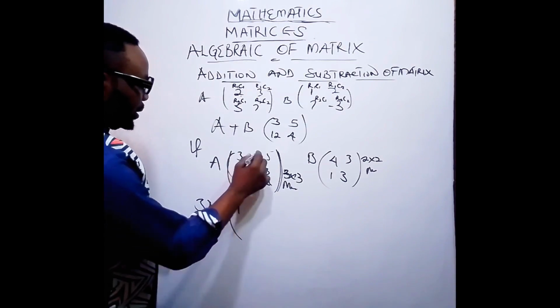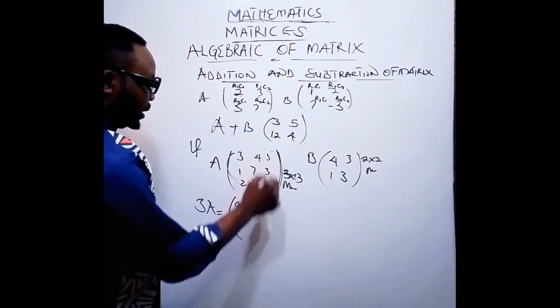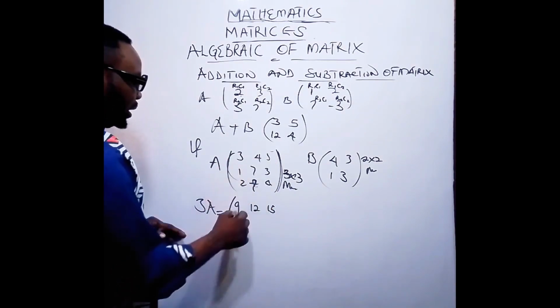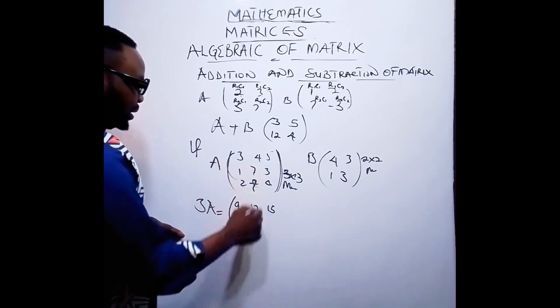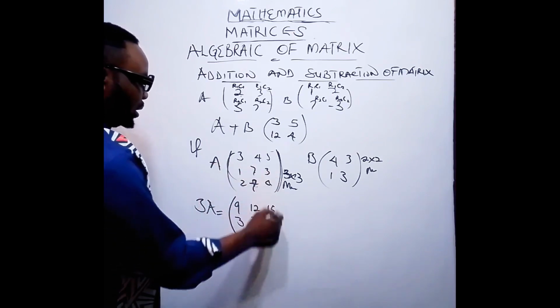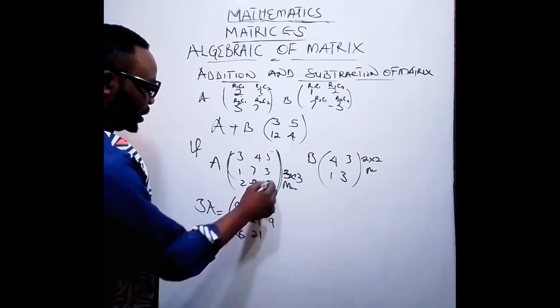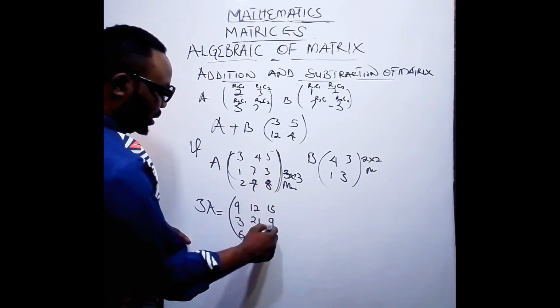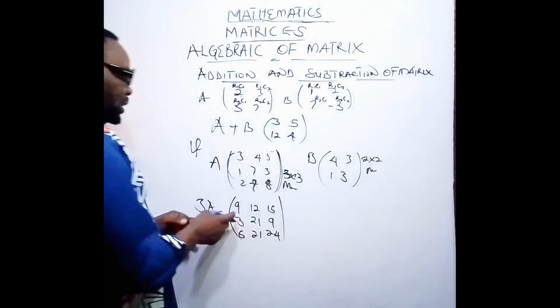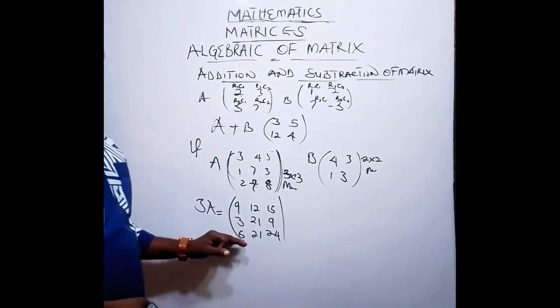That's 9. 3 times 4, that's 12. 3 times 5, that's 15. 3 times 1, that's 3. 3 times 7, that is 21. 3 times 3 is 9. 3 times 2 is 6. 3 times 7 is 21. 3 times 8 is 24. That is the value of this information here.